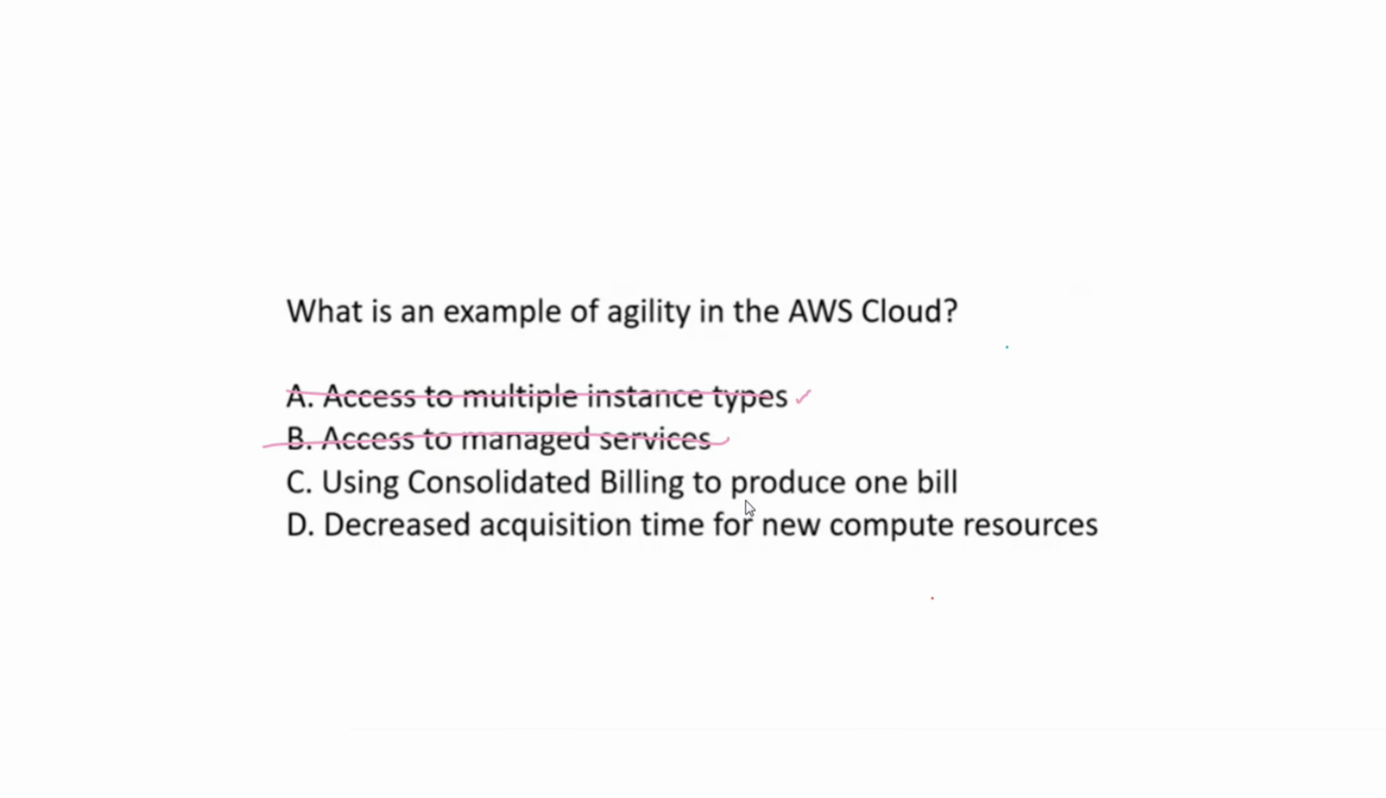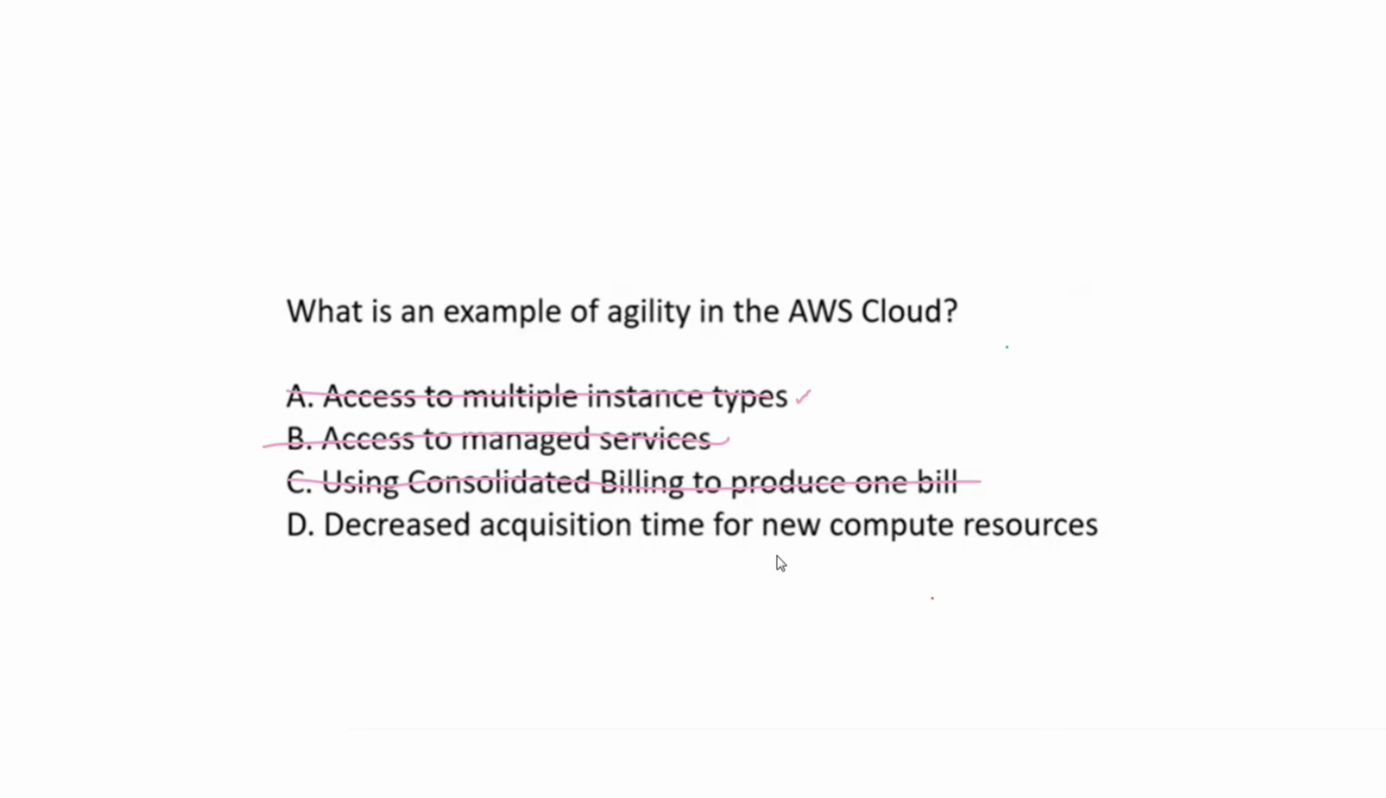Using consolidated billing to produce one bill, no. Consolidated billing is something where, if you have multiple accounts, you get one bill for your multiple accounts. That is what consolidated billing is. You would be getting a single bill for your multiple accounts, and it has nothing to do with agility. So this cannot be our answer again. So we are left with only one option, that is decreased acquisition time for new compute resources.